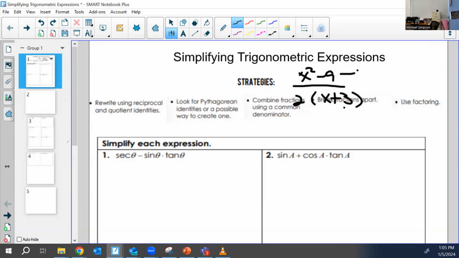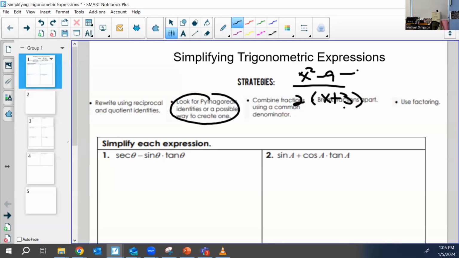First thing you want to do is take any reciprocal identity or any quotient and rewrite it, breaking it down into sine and cosine, the simplest terms. And once you do that, you're going to look for any Pythagorean identities you can replace. Looking at this expression right now, there's no Pythagorean identity here, nothing I can replace. So I'm going to break this down into its simplest form.